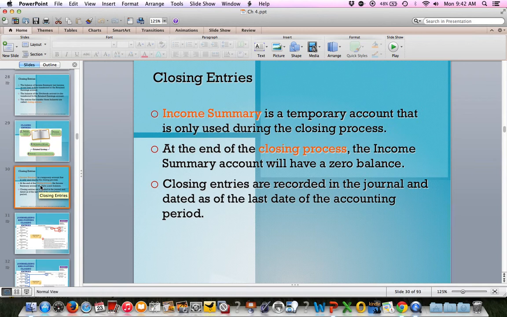So income summary then is a temporary account that's only used during the closing process. At the end of the closing process, we close it, and it will end up with a zero balance. Okay, and closing entries are always done at the very end, one of the last things that we do, and we give them the date of the last accounting period. So December 31st, for example.